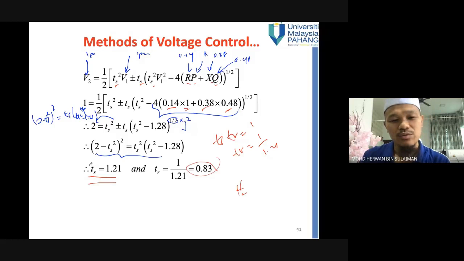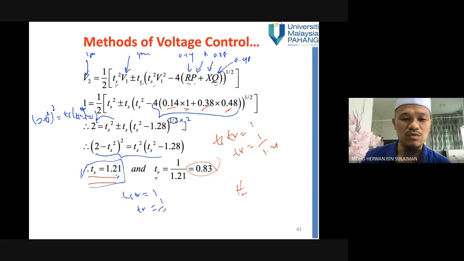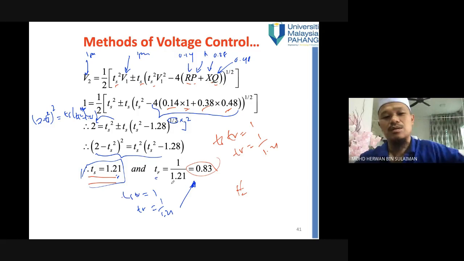Rearrange and you get one value of TS. So you get two values basically, one positive and one negative. So take the positive one. So your TS is 1.21. From here we can find our TR, because our TR equals to 1 over TS. So you can get TR equals to 1 over 1.21. So that's why you get your TR equals to 0.83.